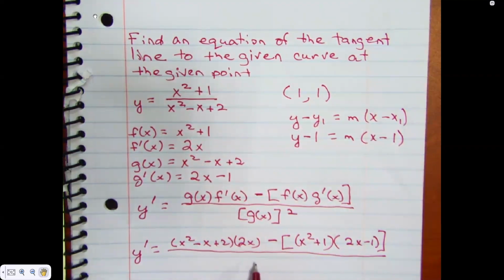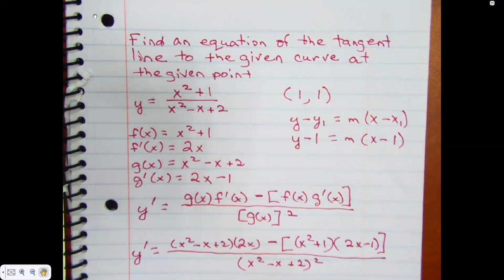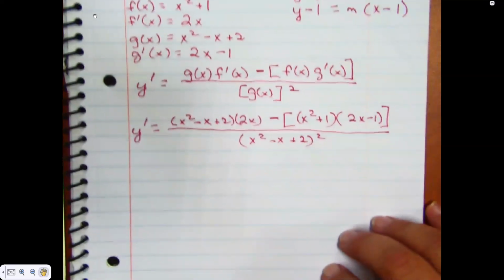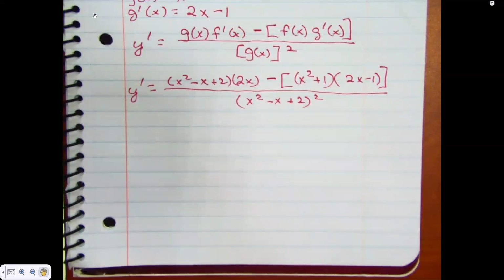And then g is that trinomial, and I have to square it, but the good thing is I can just leave it. Good news, bad news, right? Bad news is it's kind of messy, but good news is we could just leave it. Okay, so now we just go at it. Now it's a matter of simplifying.